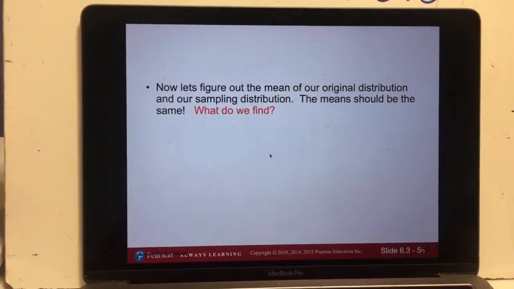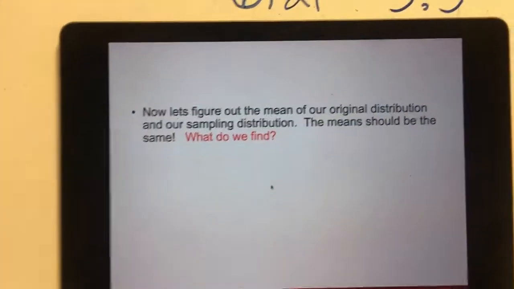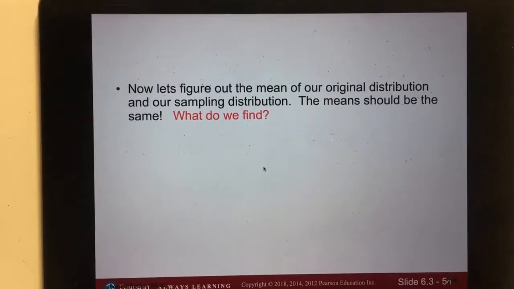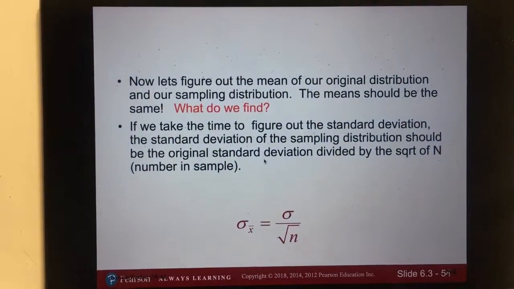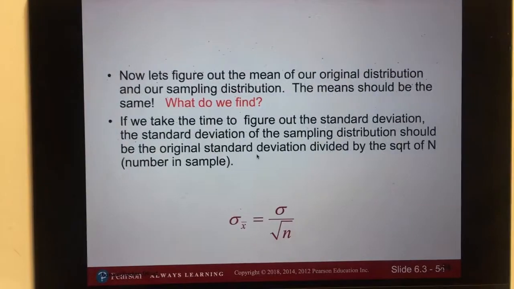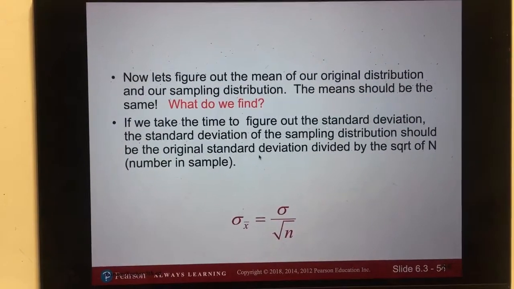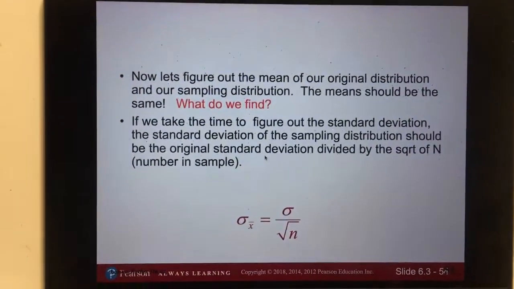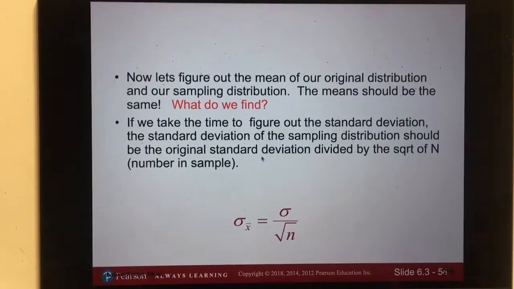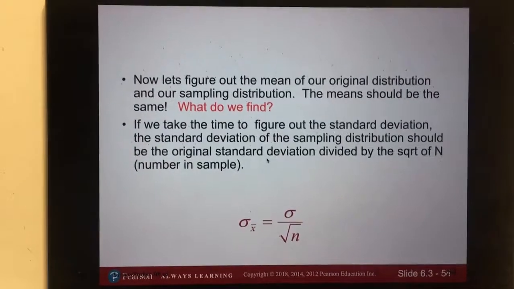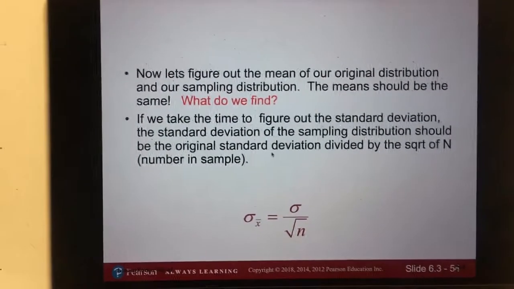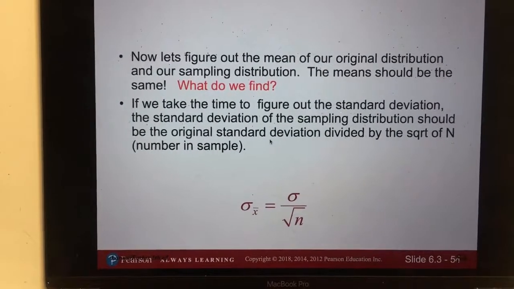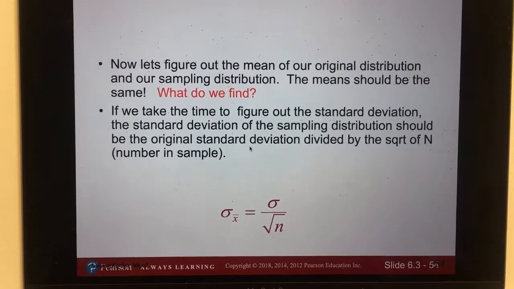Now let's figure out the mean of our original distribution and our sampling distribution. The means should be the same. What do we find? If we figure out the standard deviation of the sampling distribution, it should be the original standard deviation of the population divided by the square root of the number in each sample, which was 4. We're just giving a tiny example of what the central limit theorem is all about.